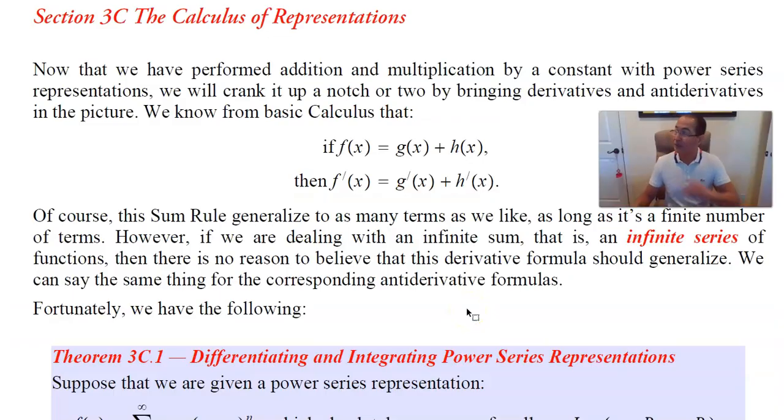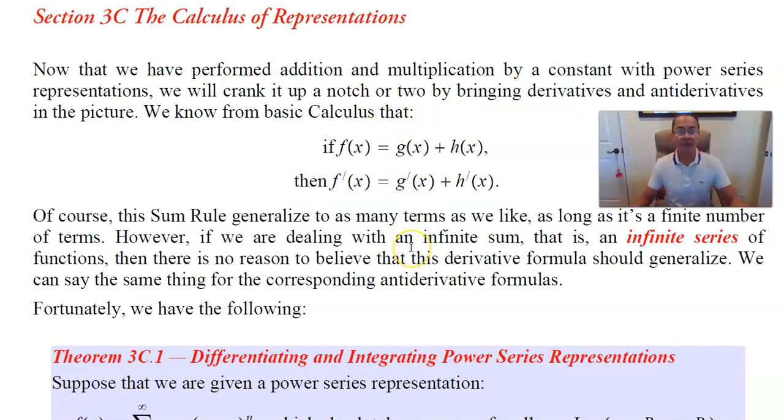So basically, everybody knows the sum rule for derivatives, and that is if you have a function made of two functions added together, then the derivative of that function is simply the sum of the two derivatives. There's a product rule, there's also a quotient rule, and a difference rule. But let's focus on the sum rule for derivatives. In a representation, though, you have an infinite sum. You're going to infinity. So what does that mean for the derivative? Well, fortunately, the principle generalizes to an infinite sum.